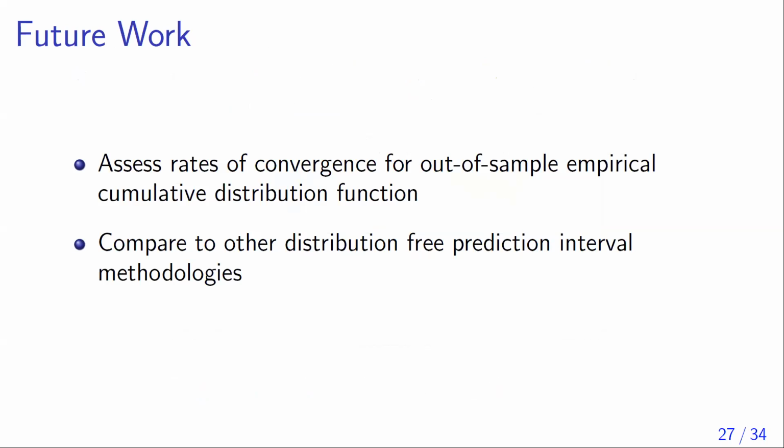For future work, we'd like to talk about what the rates of convergence are for our out-of-sample empirical cumulative distribution functions, how good these prediction intervals are, and we'd like to continue to compare them to other distribution-free prediction interval methodologies. So we've already compared them to the normality-based prediction intervals. We'd love to compare them again to conformal and bootstrap prediction intervals. And something that's come up recently is leave one out prediction intervals or jackknife residuals. Can we compare our methodology to prediction intervals generated using jackknife residuals? So that's all on the forefront.